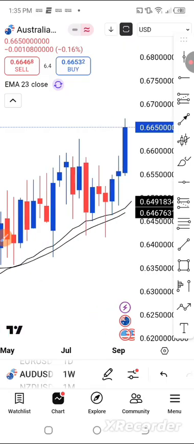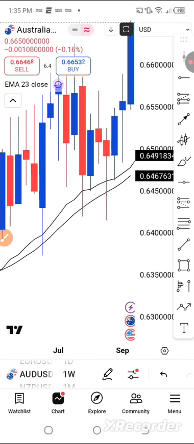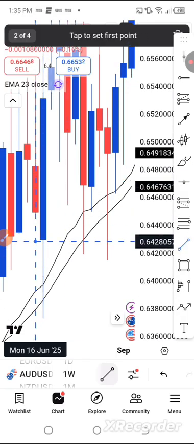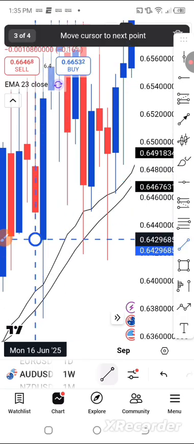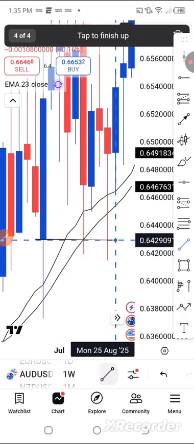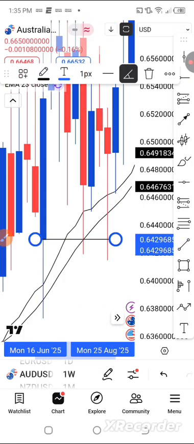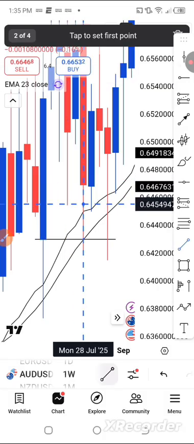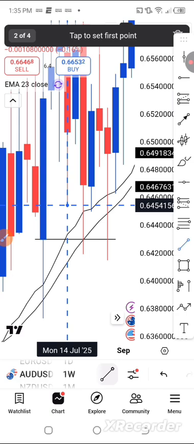So let me mark out my OCL level. This is my OCL level, this is it, let me mark it out. This is the open of a candle. This is the OCL level. Now I'm going to be looking for my liquidity, and my liquidity is here.